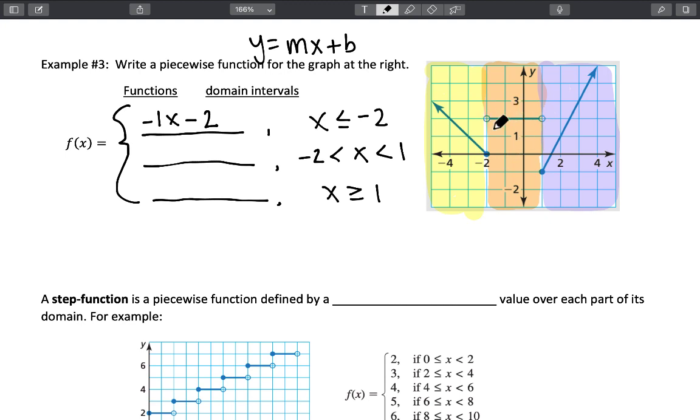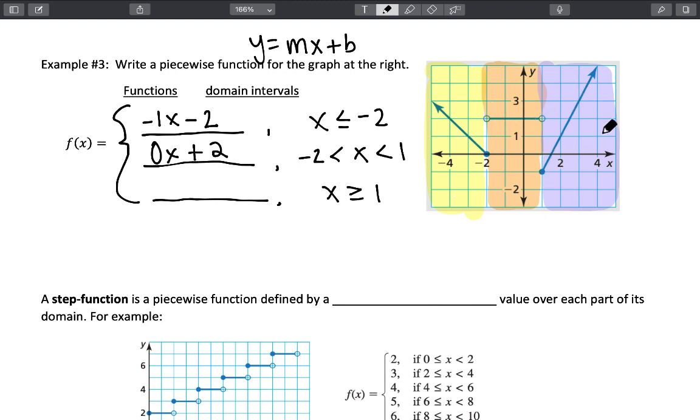Next, let's do the equation in the orange domain. This is a horizontal line, so my slope is 0. And we're just going to write it out as 0x right now. And my y-intercept looks like it passes through 2, so y equals 0x plus 2. Now, in the future, you don't need to write 0x, but we're just doing that so we can see that it has a horizontal line and a slope of 0.